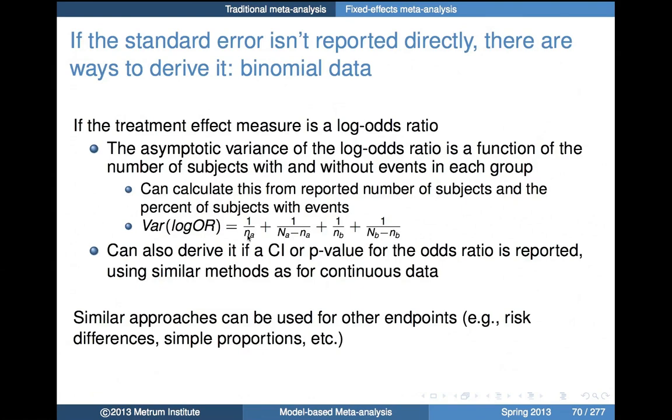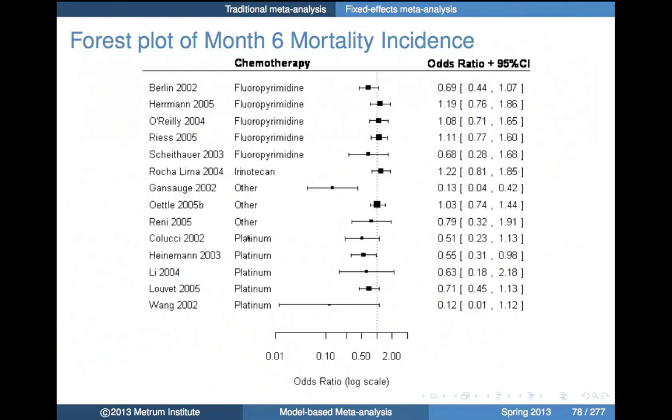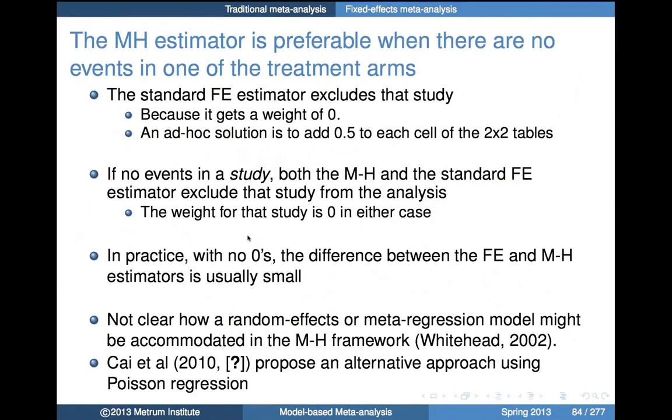With that variance being infinitely large, the weight of that study, which is the reciprocal of that variance, would be 0. So any study that has a treatment arm with no events in it ends up being excluded from the analysis with a classical fixed effects estimator. There have been some proposals to take an ad hoc solution by simply adding a half to each cell in the 2x2 table, and you do sometimes see that approach taken, and then using the classical fixed effects estimator for the log odds ratio.